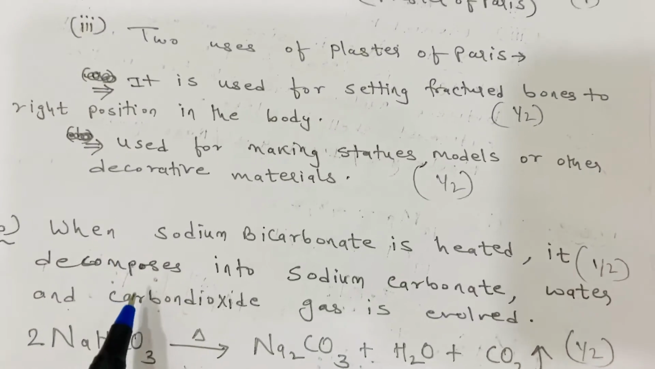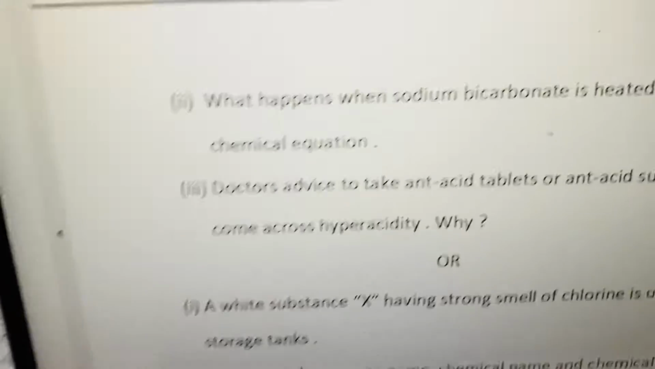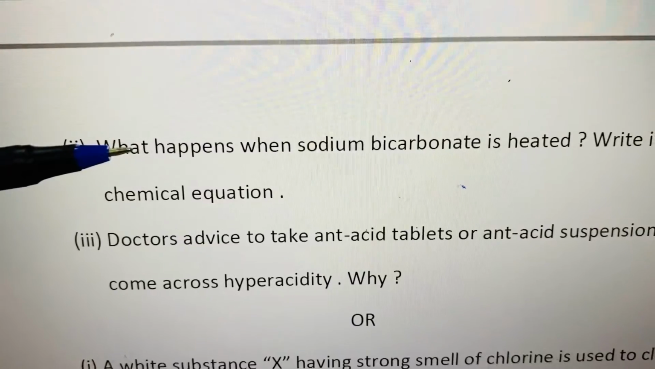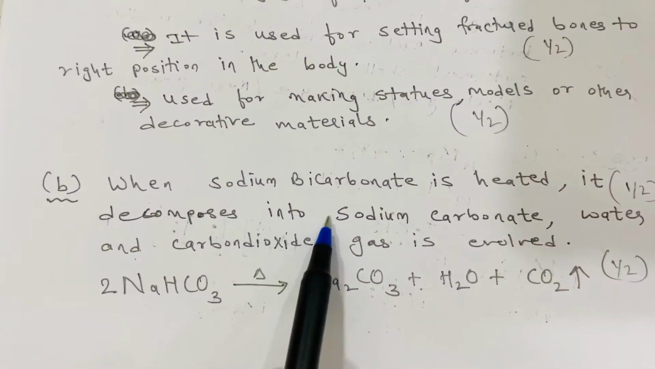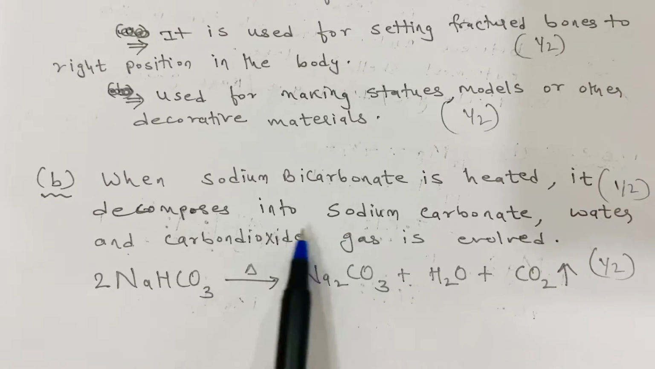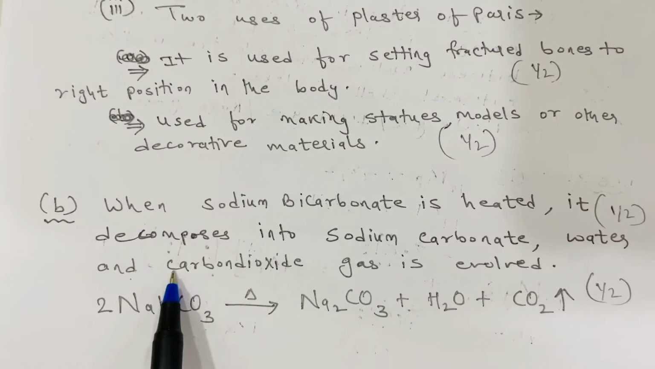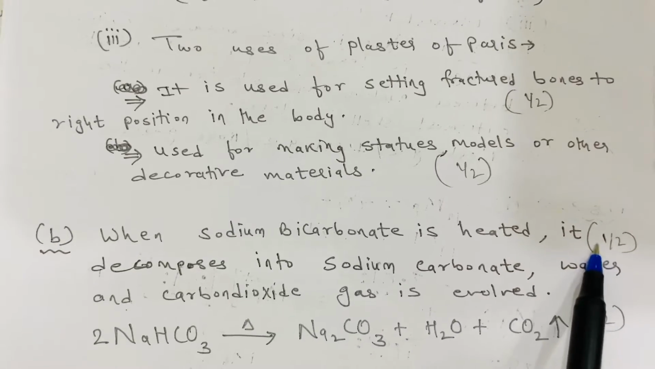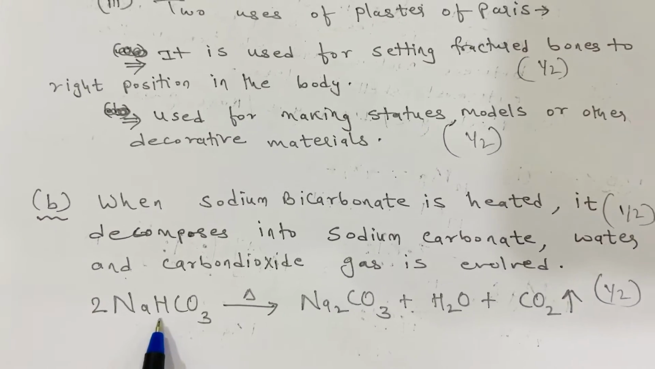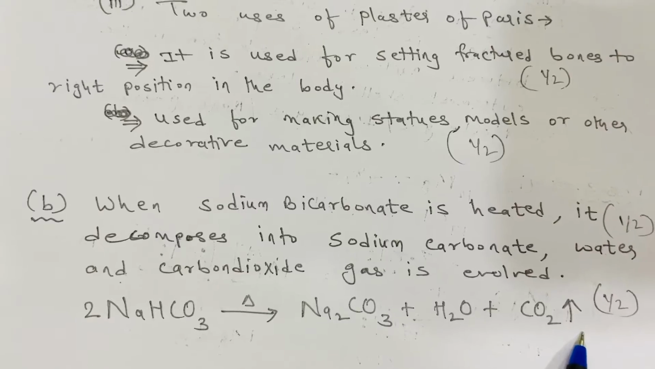And the question was, what happens when sodium bicarbonate is heated? So you have to write down this part. What happens? It decomposes to produce sodium carbonate plus water plus carbon dioxide gas is evolved. So this part carries half mark. Balanced chemical equation carries half mark.